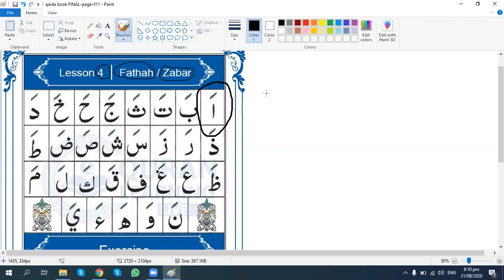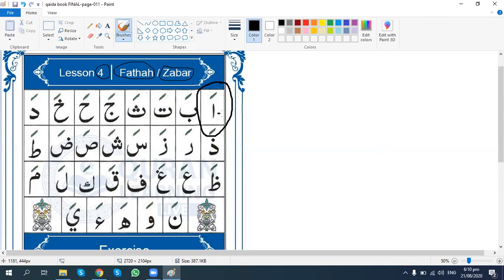Alif has no sound. So how will we read alif? Whenever we want to read alif, we will check whether it has a sign on the top or in the bottom or not. If it has a sign, we just pronounce the sign sound, and if it has no sign, we don't pronounce alif.